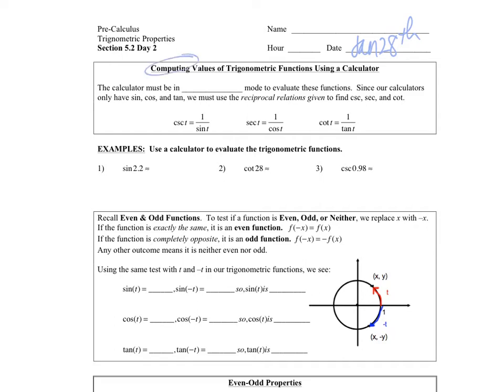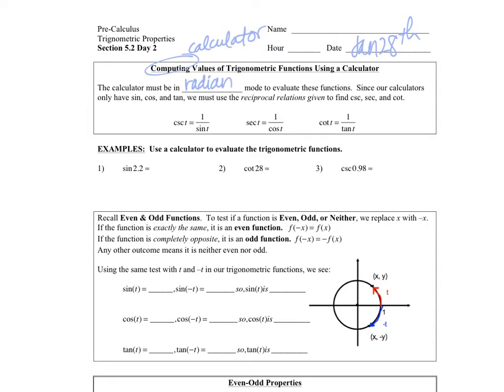So computing actually means that I'm going to use a calculator. So if you have a calculator, you should have it in front of you right now. All right, so we're going to have to get used to using our calculators a little bit here. And the first thing that's super important is my calculator must be in radian mode.